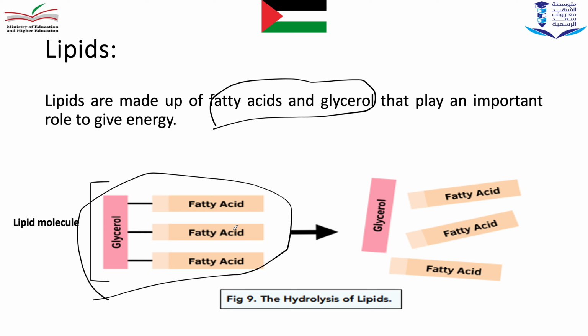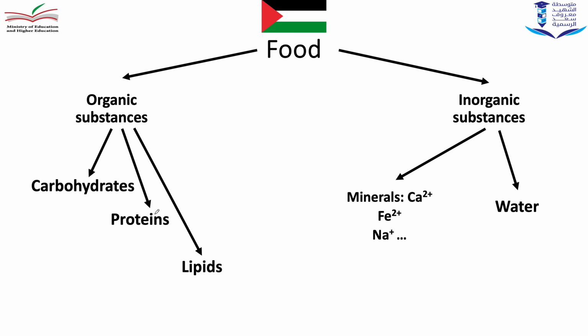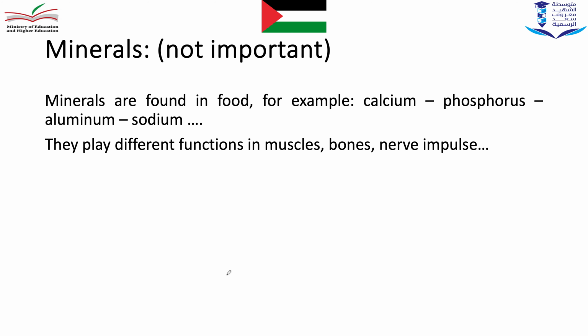So look at the molecule of lipid, it is made up of one glycerol linked to three fatty acids. Okay, so carbohydrates are made up of rings of sugars, proteins are made up of amino acids, and lipids are made up of fatty acids and glycerol.